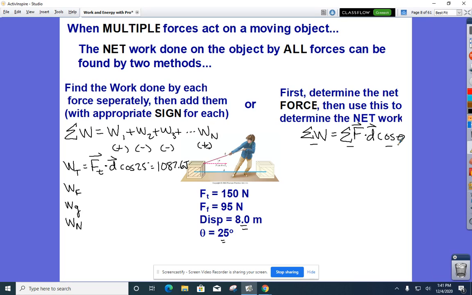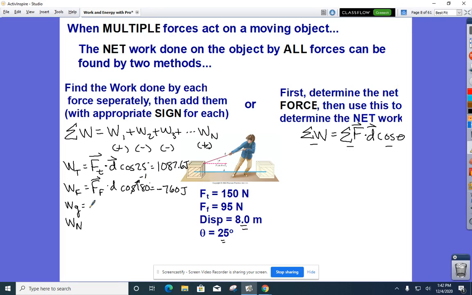Okay, so I'm just going to leave all those there because I'm going to compare that to this one here. The work done by friction, well, that would be the force of friction multiplied by the displacement multiplied by the cosine of the angle between those. Well, that's 180 degrees, right? Because the friction is acting in the opposite direction as moving. So that'd be 95 multiplied by 8, and I get negative 760 joules. It's negative because of that cosine of 180.